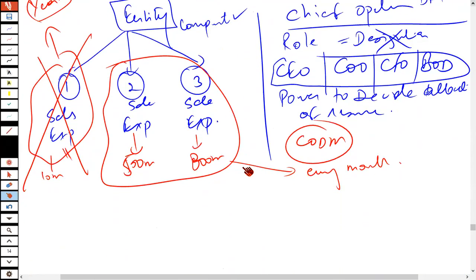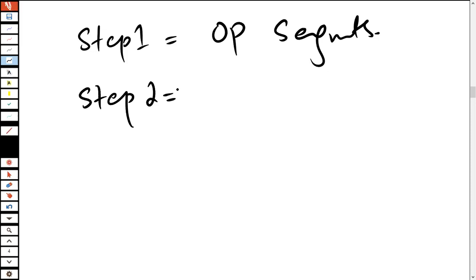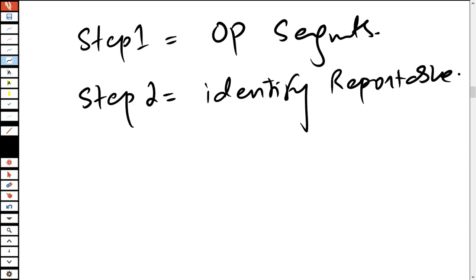Now let's move a bit forward and discuss further. One of the aspects with respect to IFRS 8 operating segments is that you need to identify operating segments. So with respect to IFRS 8, step number one is that you have to identify what operating segments are there. The next thing that you need to do is step number two. And what is this step number two? Step number two is you need to identify reportable segments. I repeat, the first step was to identify the operating segments, and the second is to identify reportable segments.